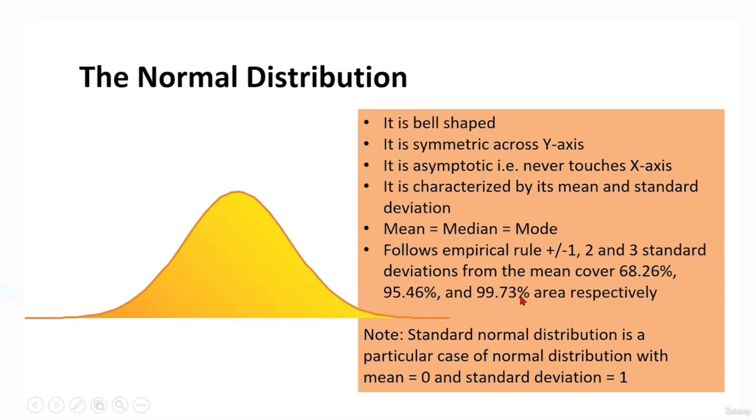Now, we said a normal distribution is characterized by its mean and standard deviation. A particular case of normal distribution where the mean is 0 and standard deviation is 1 is known as the standard normal distribution. So when we apply a standard scaler to our data, it essentially tries to transform the data into a standard normal distribution. And all these properties related to the empirical rule will then be applicable for this data.